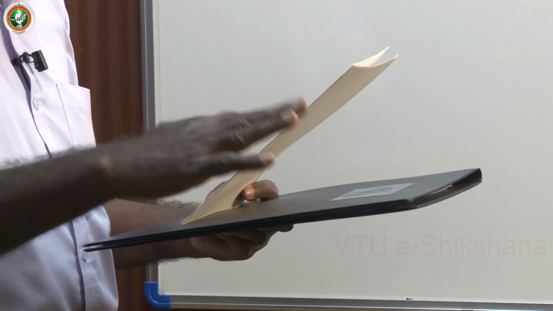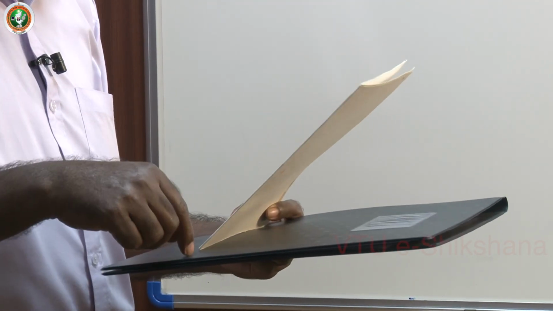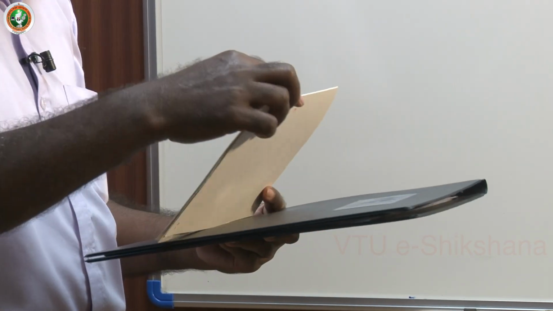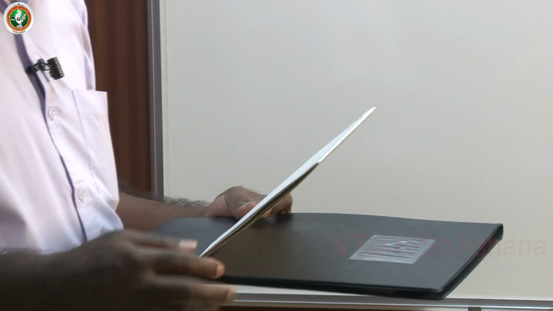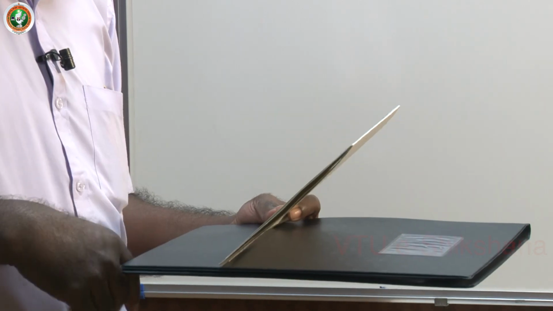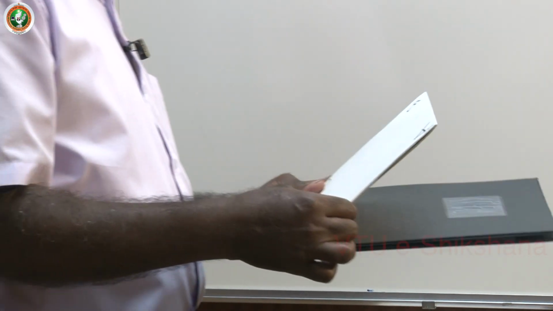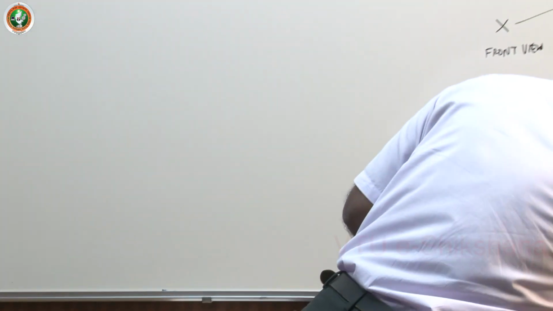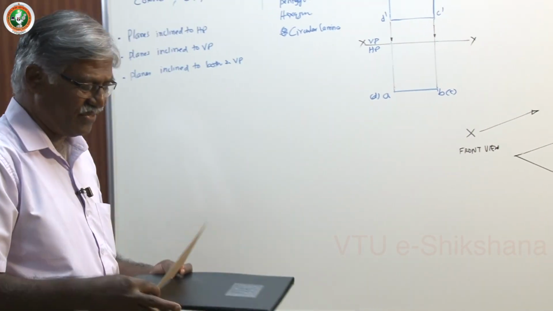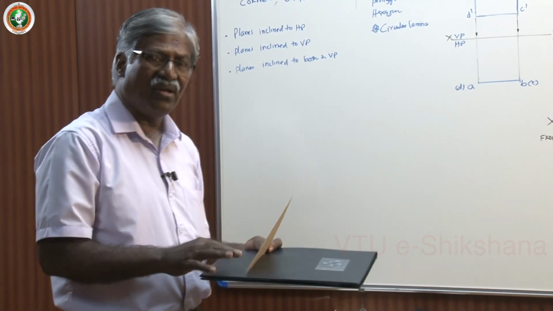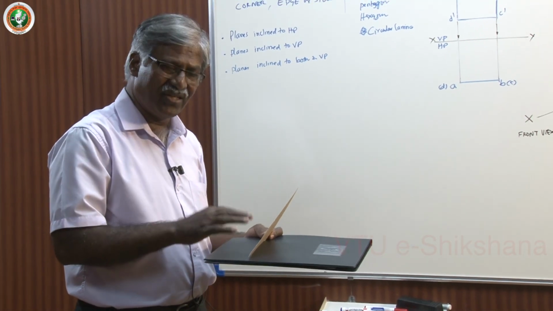Okay, lamina inclined to HP, shorter edge on HP or longer edge on HP. In this case, the lamina is inclined to HP, longer edge on HP. In case of polygons and also a simple triangle, all sides are equal, so no longer edge, no smaller edge. Simply you can say one of the sides is on HP, or one of the edges is on HP.